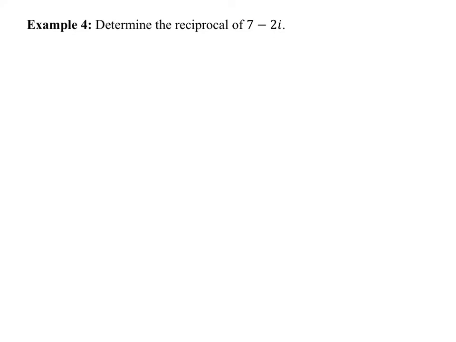What is the reciprocal of the number 5? 1 over 5. So what's the reciprocal of 7 minus 2i? 1 over the quantity 7 minus 2i. So clearly I can see that this is another example like we just did. So how would you approach this?